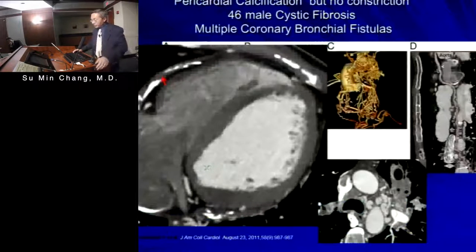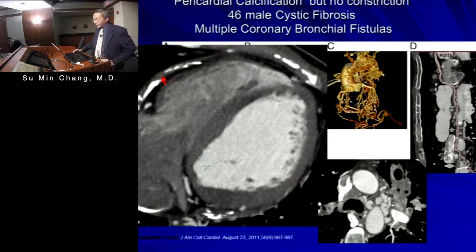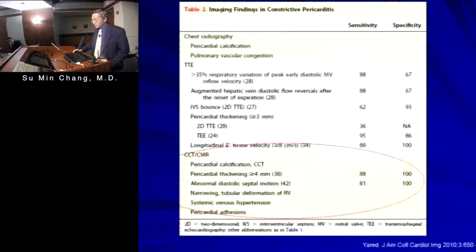But for the fellows, the presence of calcium doesn't mean the patient has calcific constrictive pericarditis. So this case, a very interesting case, is a patient with cystic fibrosis who had multiple coronary bronchial fistulas and significant extensive pericardial calcification. But as you can see, the heart doesn't look constricted. He has no clinical signs of constriction at all. So the presence of calcium, even extensive, doesn't mean the patient has constrictive pericarditis. So I'm going to skip that.